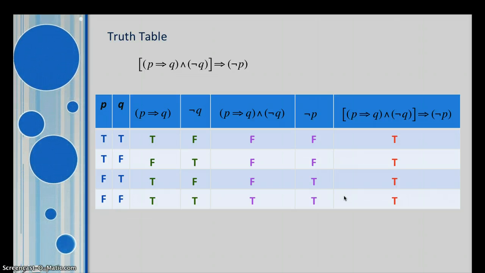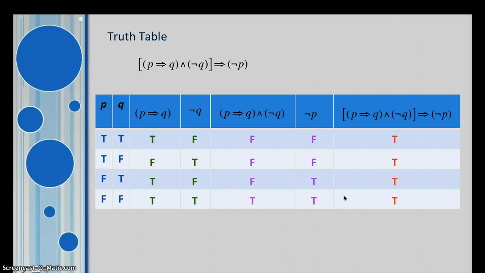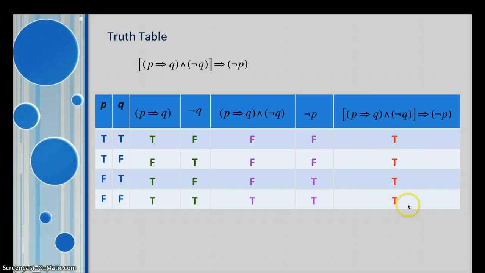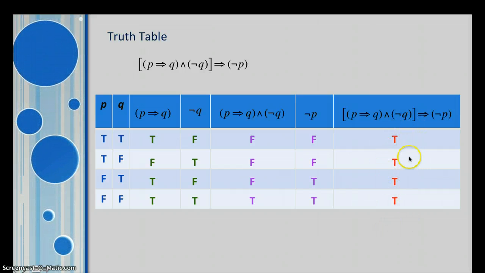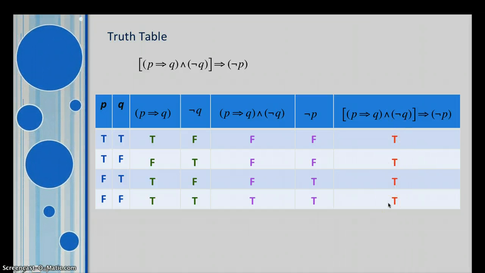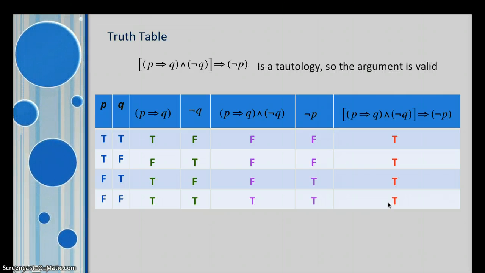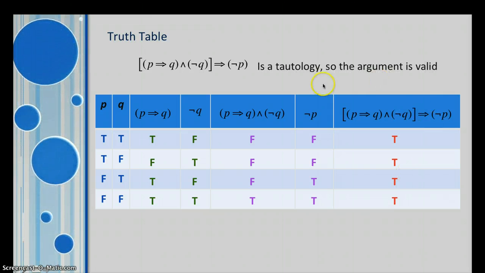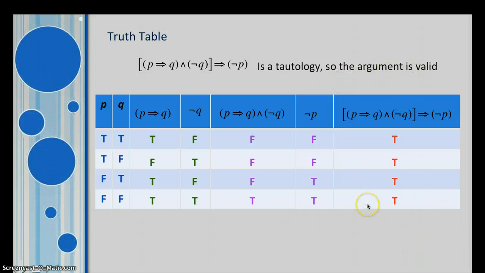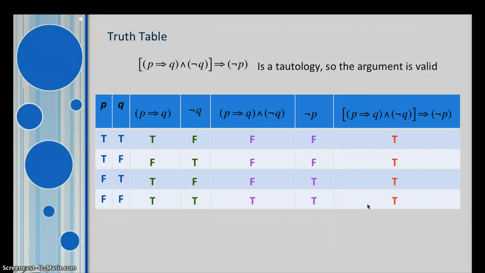So now let's analyze the argument. This is what we want to analyze. The last column gives you all true values. Describing this, when it's all true, it's a tautology, and we can also say that the argument is valid. I hope this is clear.